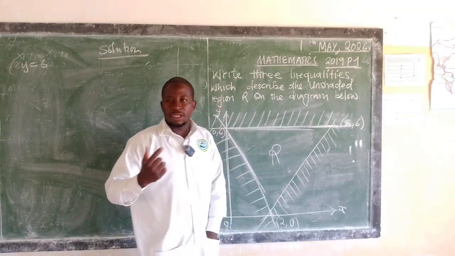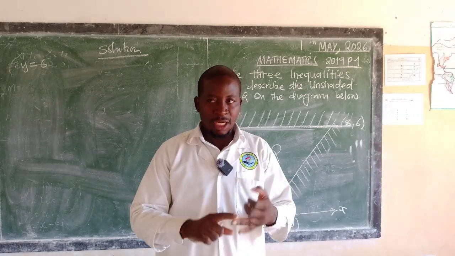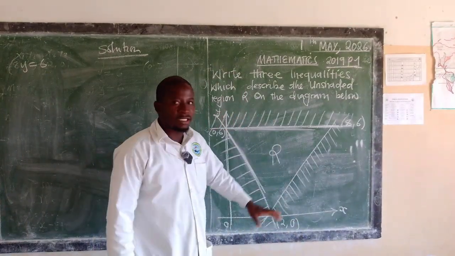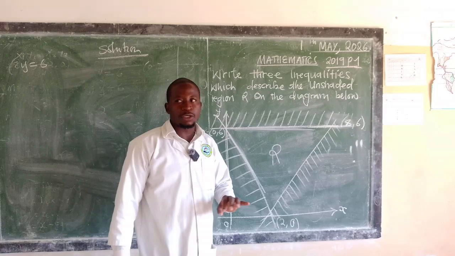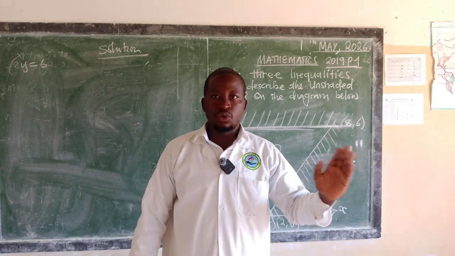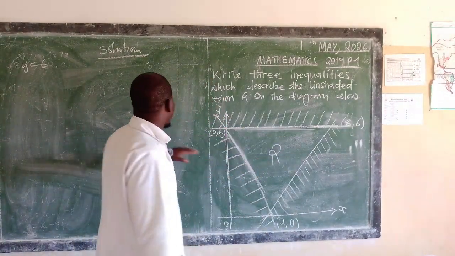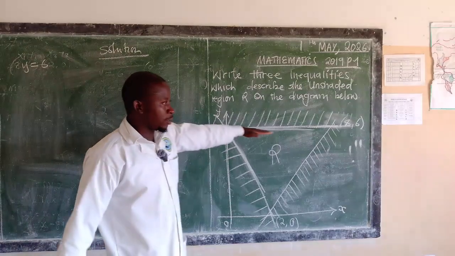Again, when you are solving inequalities, you have to understand, is the line dotted or bold? So in this case, all the 3 lines are bold. So we're going to use signs that will include the equal to. It may be less than or equal to or greater than or equal to. So in this case, the first line is actually passing on y is equal to 6.